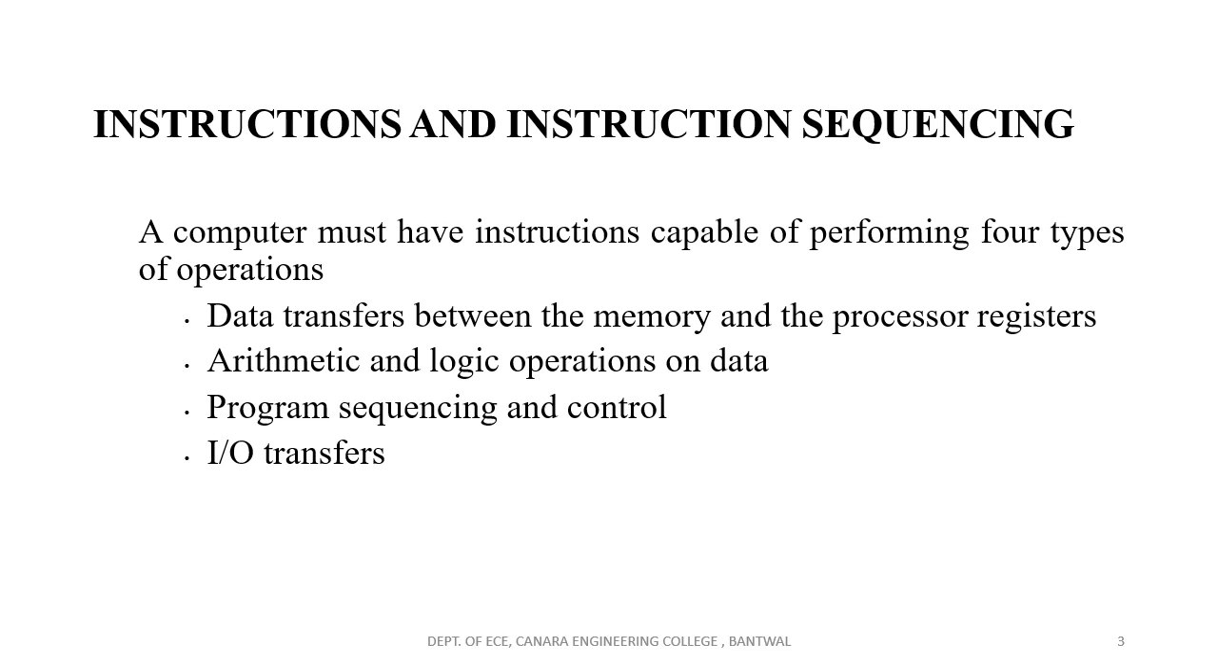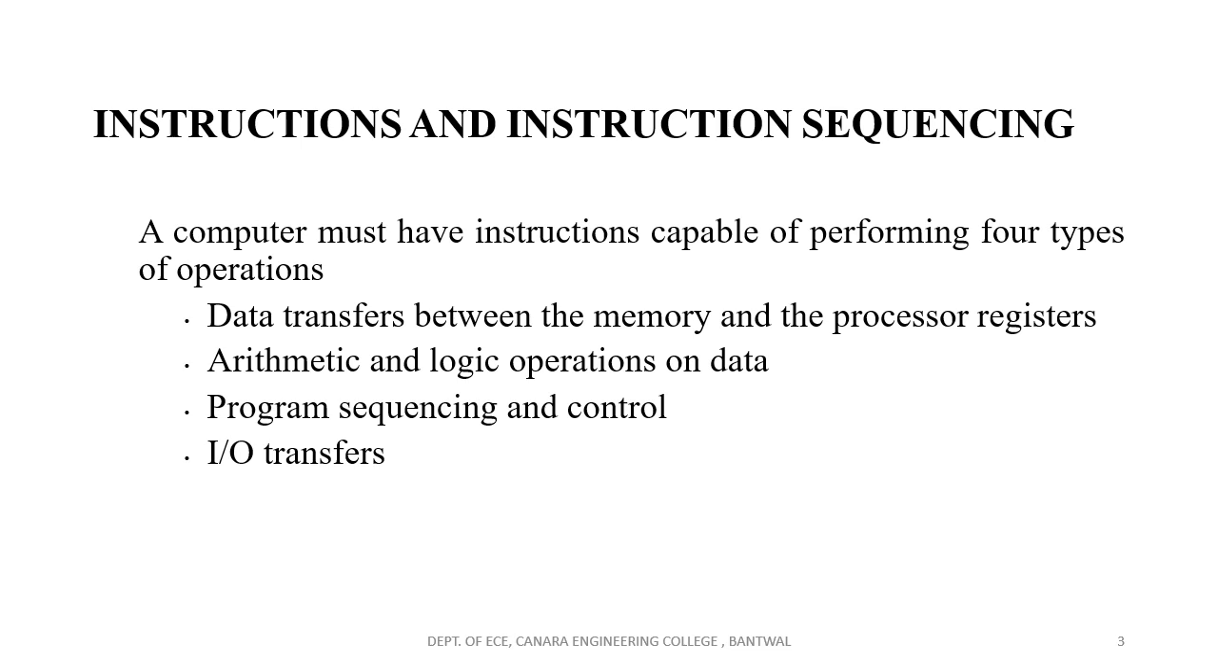So a computer program has to perform many functions that should be in a sequence of small steps, such as adding two numbers, testing for a particular condition, reading a character from a keyboard, sending the character to be displayed on the screen, and so on. So the computer must have instructions capable of performing all these operations. Typically, there are four such operations: data transfer between the memory and the processor registers, arithmetic and logical operations on data, program sequencing and control, and IO transfers.